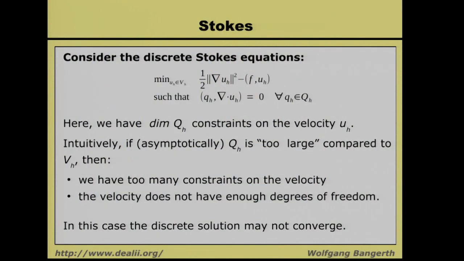But what I need to look at is, if I go with h to 0, so if I make these spaces larger and larger, asymptotically, do I have too many constraints? And if I have too many constraints, that is exactly the case if the space Q_h of pressures is too large. Then I will have too many constraints, and in essence, the discrete velocity that comes out of this minimization problem just does not have enough degrees of freedom to approximate the exact solution well. And what happens in a case like this is that the solution may not converge. So if I have too many constraints, the solution does not converge.